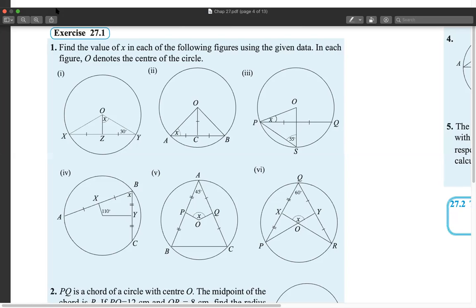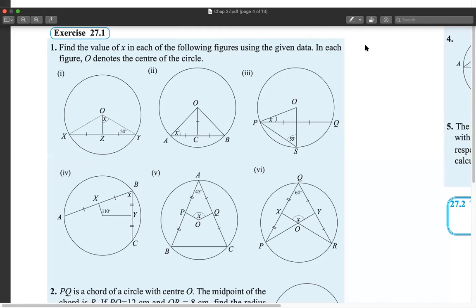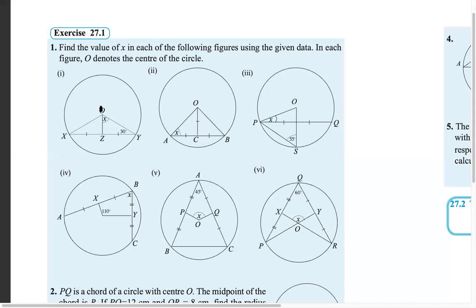Right, guys, I hope that you have finished. Yes, Chetana, tell me the value of the first x. 60 degrees. Yes, it is correct. So this is 60 degrees.